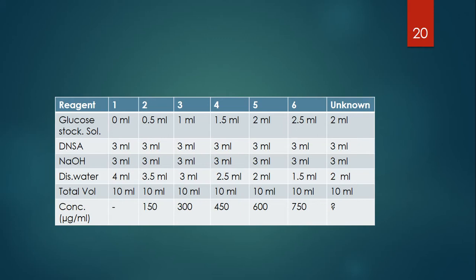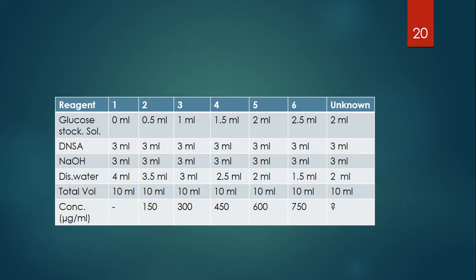Test tube 1 is our blank solution. Now you can see test tube 2. The concentration of glucose in this test tube is 150 microgram per ml. So how we have got 150 microgram per ml? We had prepared the stock solution of 300 milligram per ml. From that we have pipetted out 0.5 ml and then we have made up the volume to 10 ml. So final concentration comes out to be 150 microgram per ml.